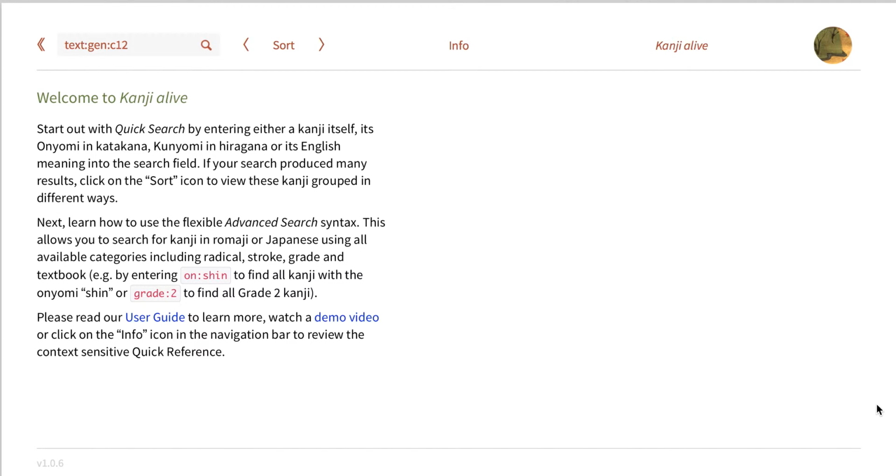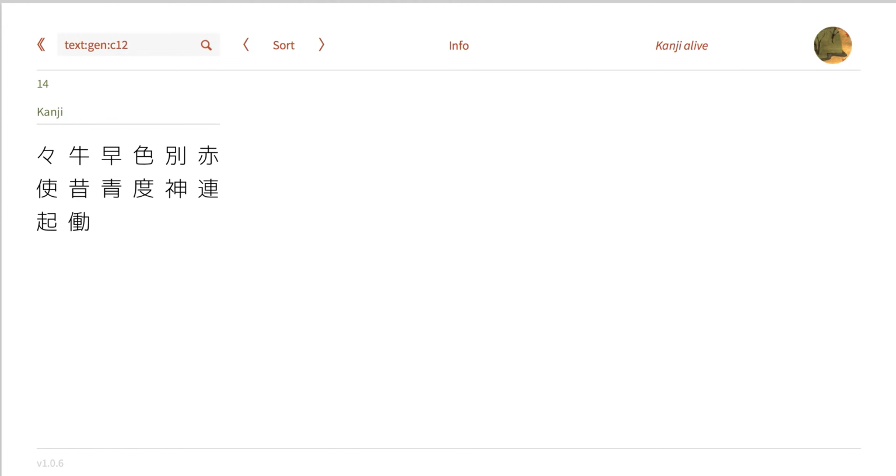Welcome to Genki Chapter 12, Kanji. This is our last thing to do in the Genki volume, which is kind of cool. All right, so here we are. We are in our Kanji Alive app with the text search of text gen C12. And so here we have the 14 kanji of the last chapter.